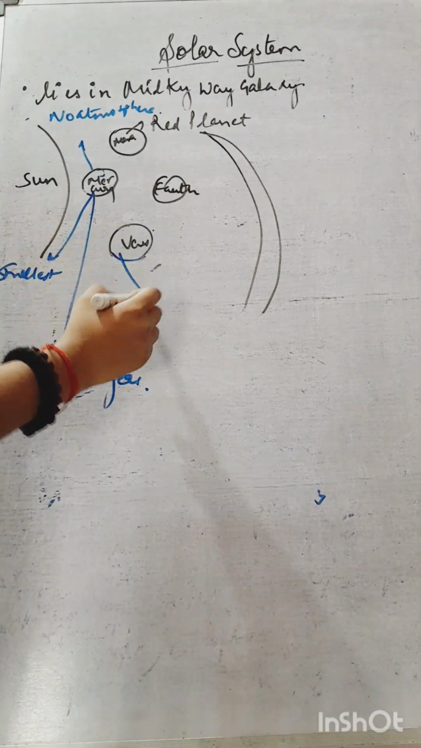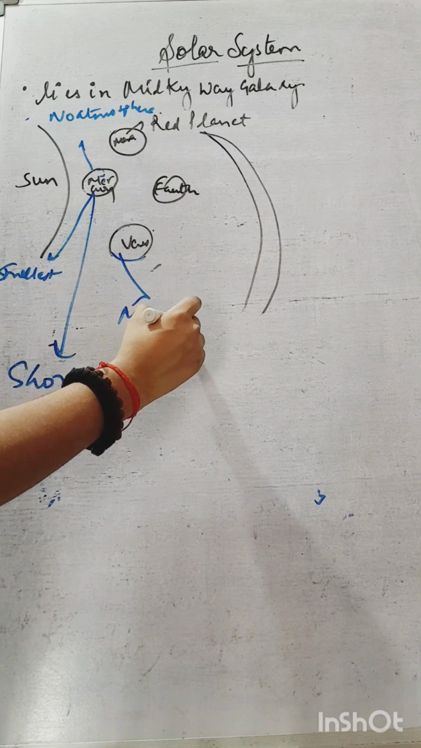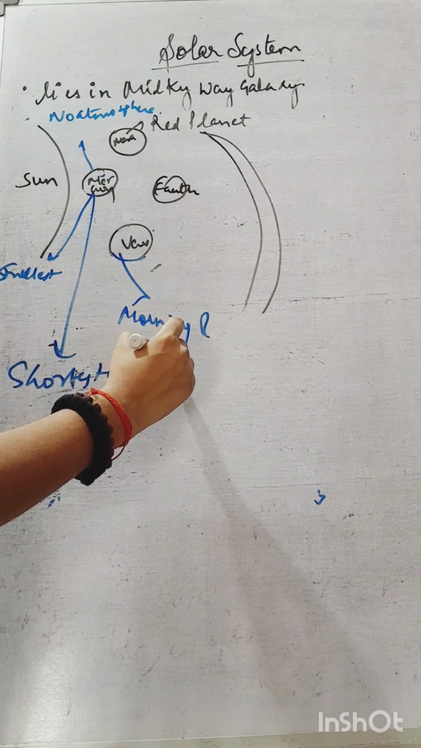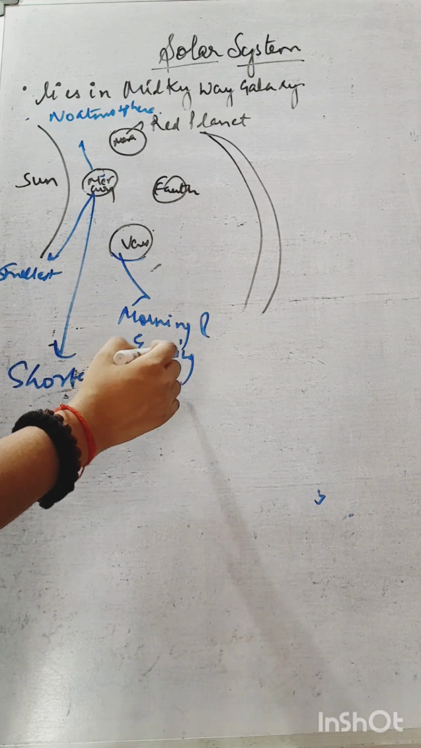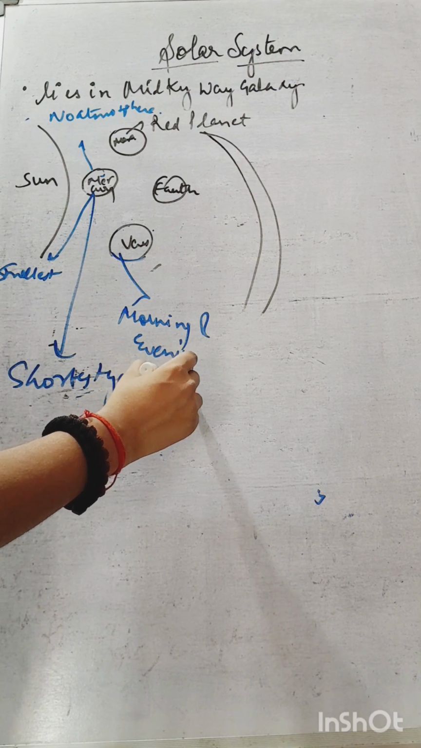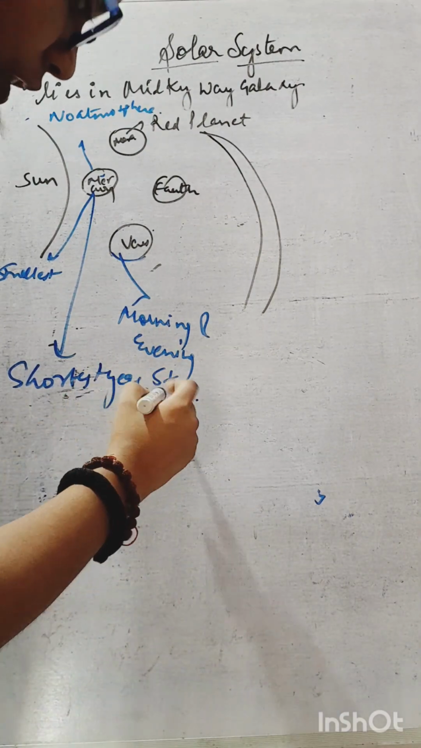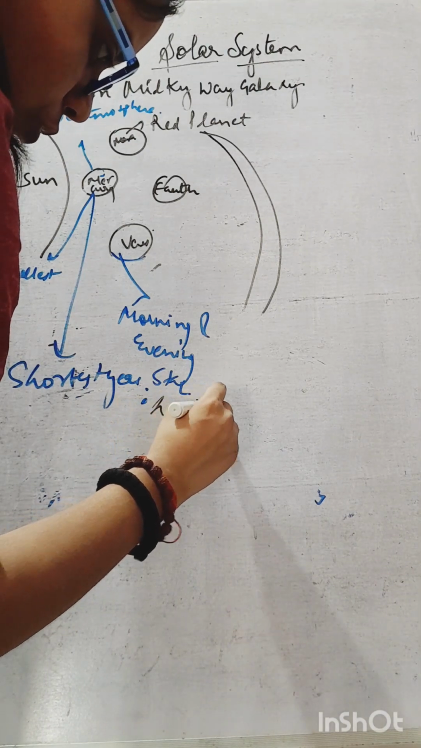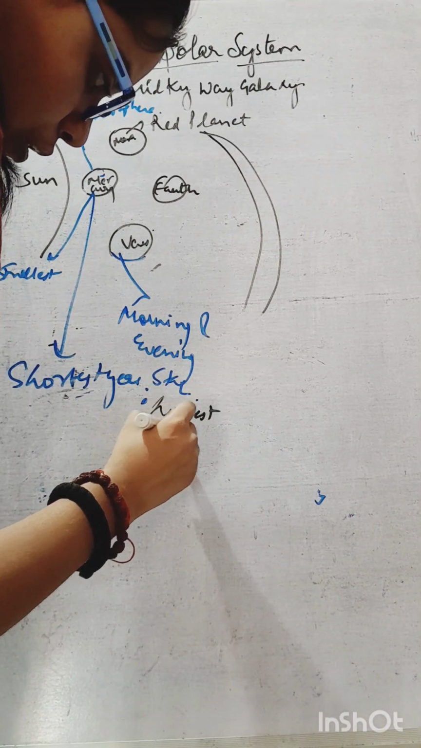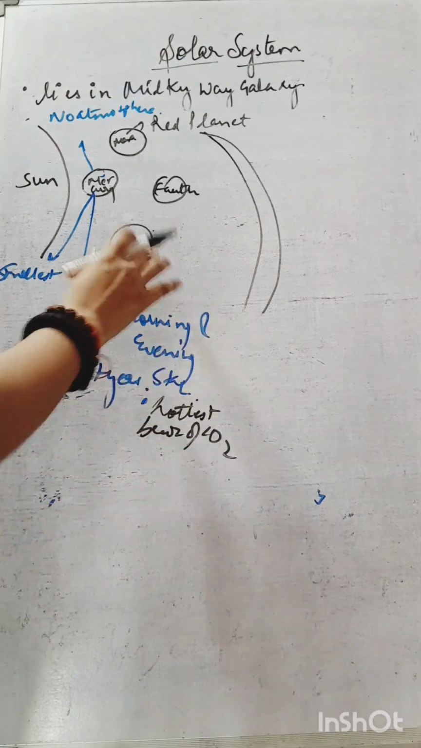Venus, we know, is also known as the morning and evening star. And it is also the hottest planet. Why? Because of the presence of CO2. Hottest because of CO2. Okay.